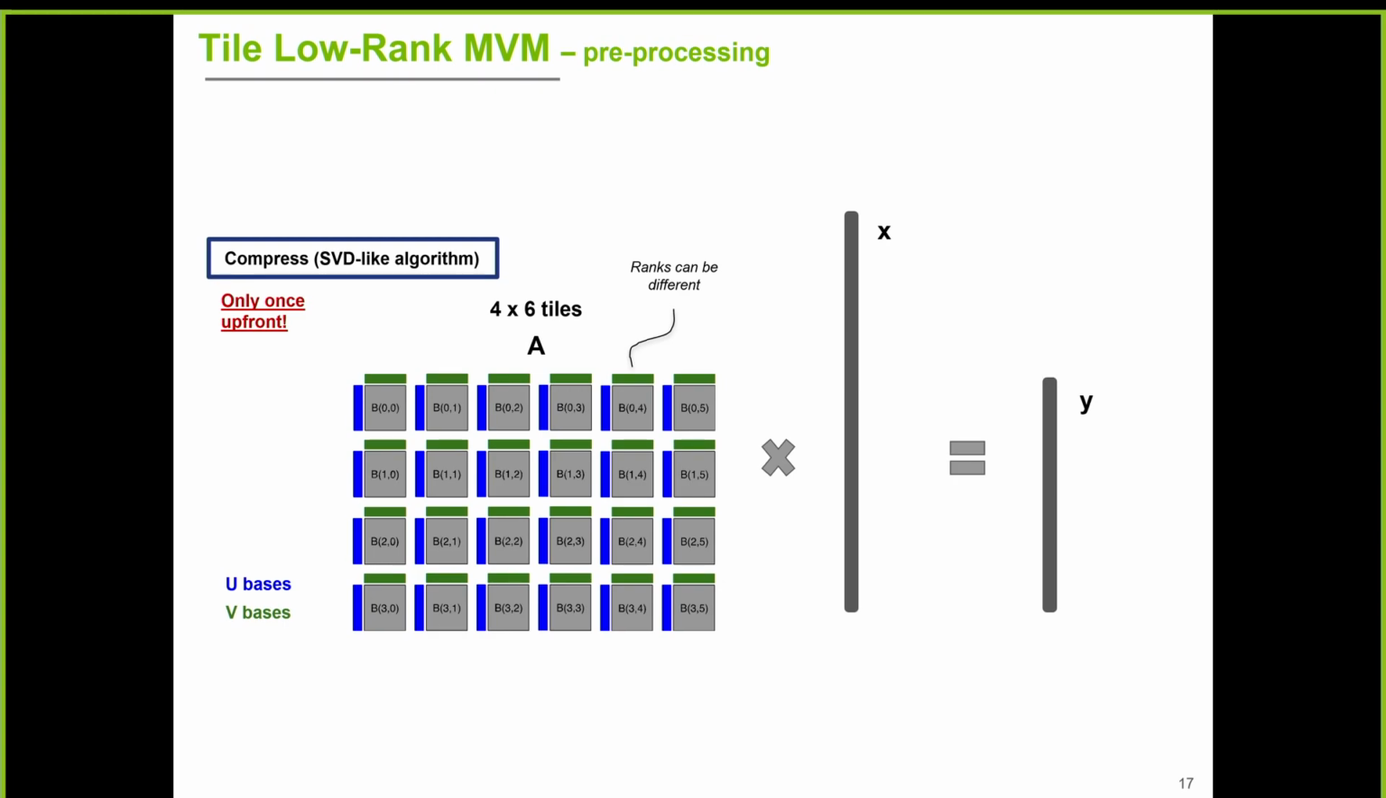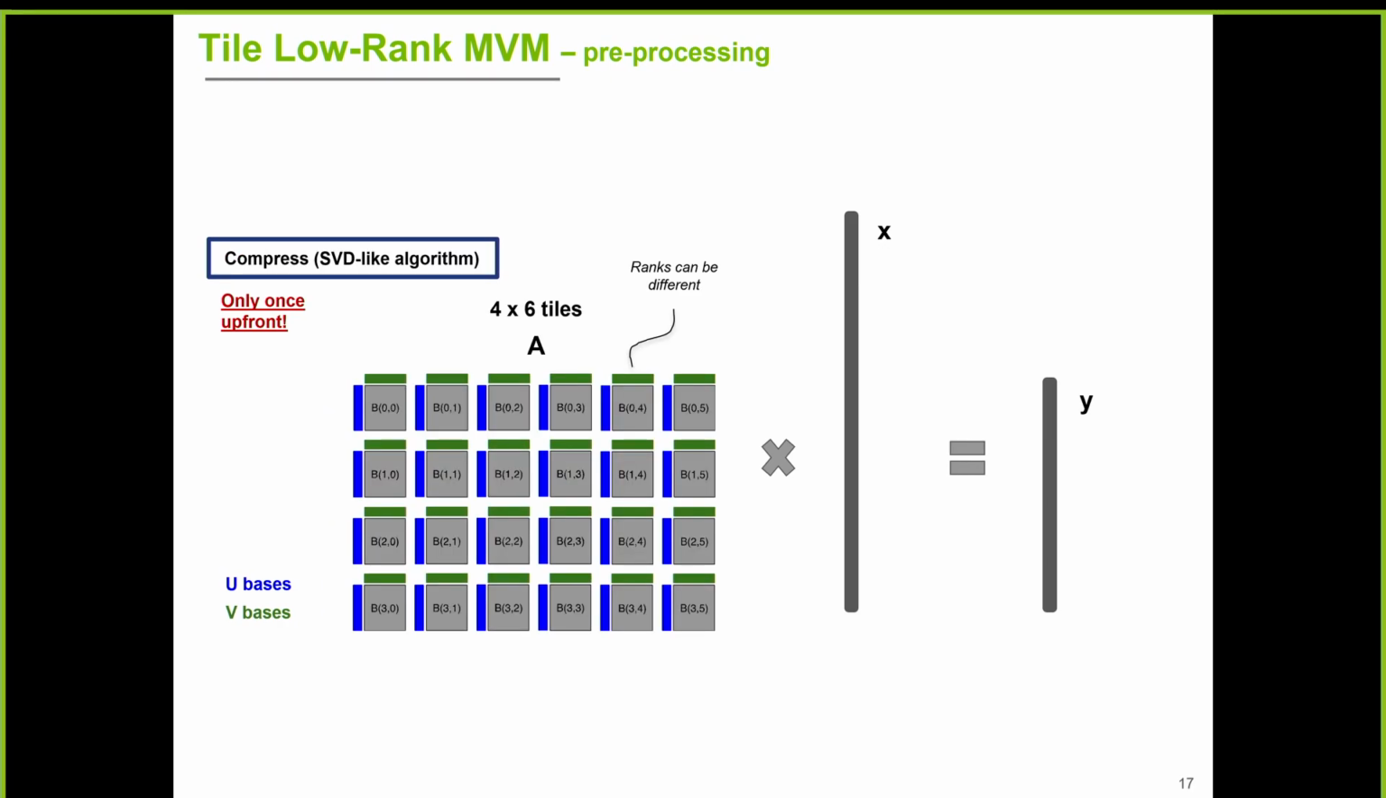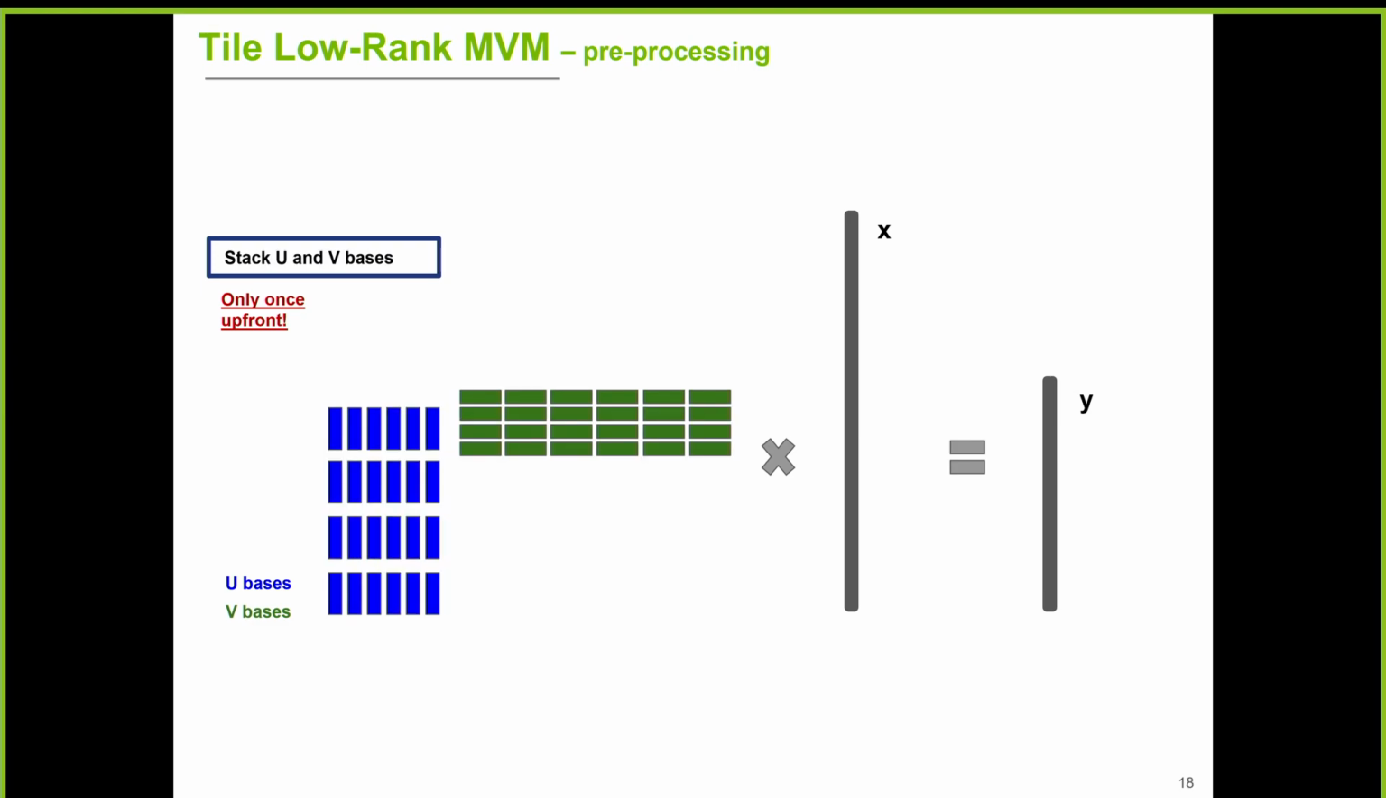We compress up to a certain accuracy, and the ranks are different between the tiles, right? That gives a challenge in terms of load balancing, for instance, simply because some tiles may retain more information than others. So once we've done that embarrassingly parallel phase, which consists in compressing all of those tiles independently, you stack the bases. For each of those tiles, you get a U and V basis, and the whole idea here is to stack those bases together so that you can have contiguous memory access.